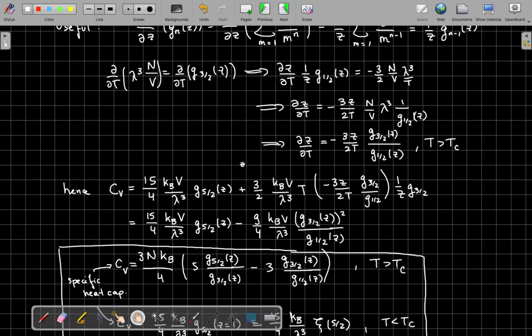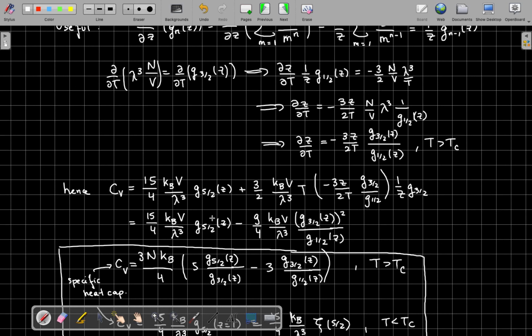Okay, but if we're satisfied with working above the critical temperature, we see that CV is equal to 15/4 kBV over lambda cubed G 5 halves. We evaluated that earlier. And then plus 3 halves kBV over lambda cubed T times dz dt, which is this, times 1 over z g 3 halves. This was the derivative of the g 5 halves function.